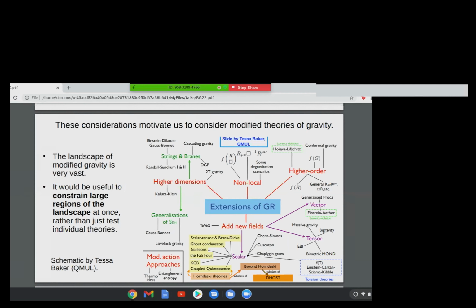And it's very difficult then to obtain a generic statement if, say, one just tests an individual theory and constrains, say, the parameter space of that theory. What we would like to do is constrain large regions of the landscape at once, or potentially even rule out whole regions. And that would be a more powerful and more holistic way of studying gravity.